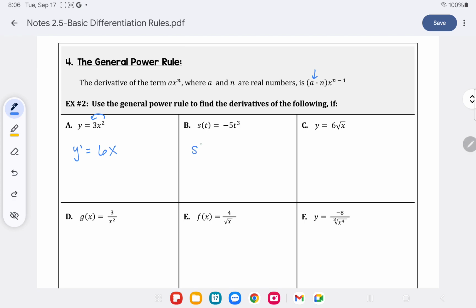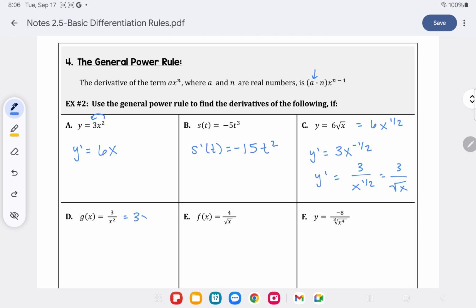When we take the derivative of s, we take negative 5 times 3, which is negative 15t squared when we subtract 1 from that power. Before I do C, I'm going to rewrite that as 6x to the 1/2. So when I take the derivative, 1/2 times 6 is 3. 1/2 minus 1 is negative 1/2. And then I'm going to rewrite that so that there are no negative exponents. I could also write that as 3 over the square root of x. Either one would be acceptable.